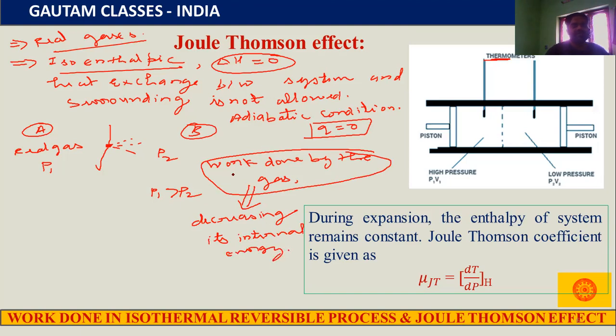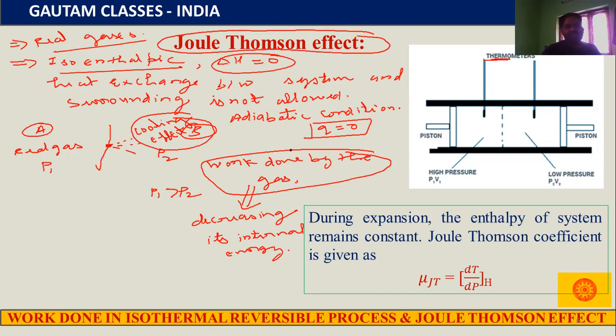Because it is decreasing its energy, it will show the cooling effect. It will show the cooling effect, and it is called the Joule Thomson effect. So what is the Joule Thomson effect? Once again, I am going to explain that. That is the isoenthalpic process.